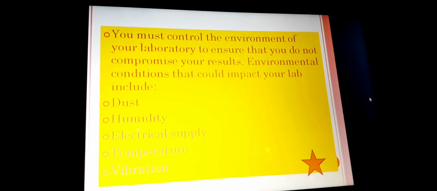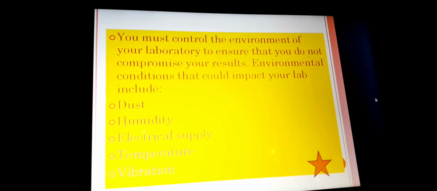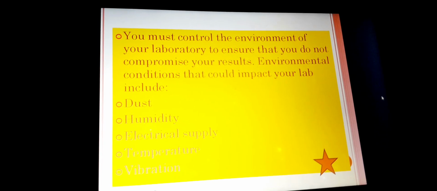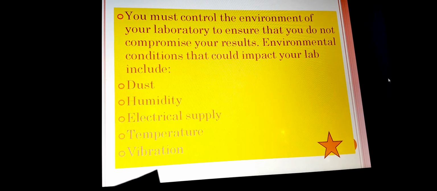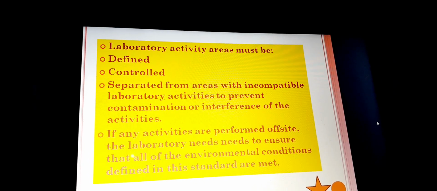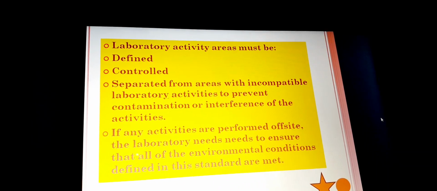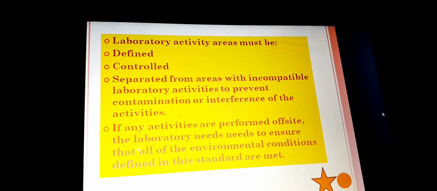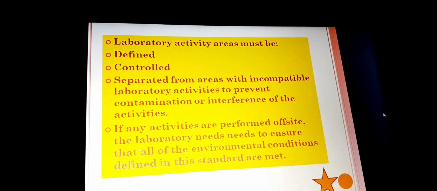The laboratory must control the environment of the laboratory to ensure that it does not compromise your results. Environmental conditions that could impact your lab include dust, humidity, electrical supply, temperature and vibration. Laboratory activity areas must also be defined, controlled, cleaned and separated from areas with incompatible laboratory activity to prevent contamination or interference of the activity.